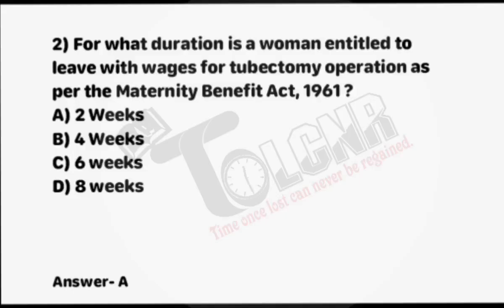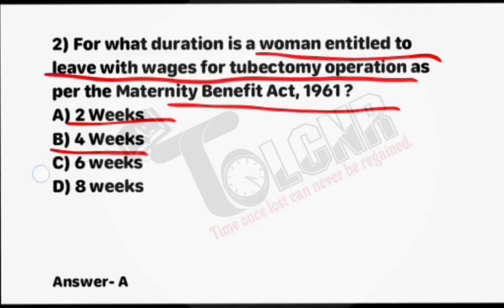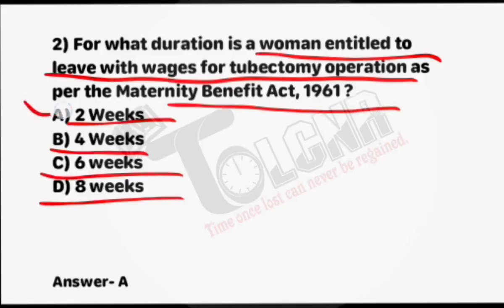Next question, for what duration is a woman entitled to leave with wages for tuberculosis operation as per the Maternity Benefit Act 1961? A option 2 weeks, B option is 4 weeks, C option is 6 weeks, and D option is 8 weeks. A option is correct, 2 weeks. 2 weeks is a woman entitled to leave with wages for tuberculosis operation as per the Maternity Benefit Act 1961, right?